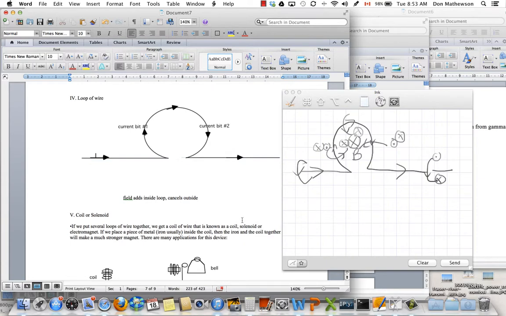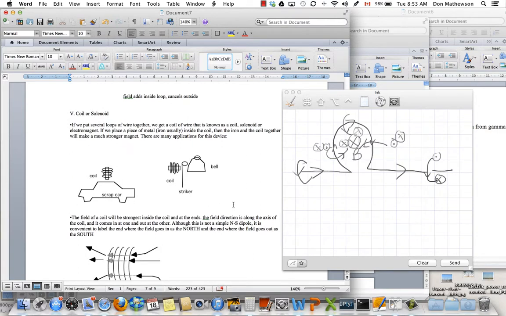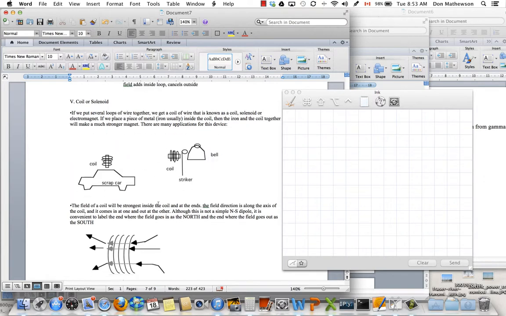Now, let us add a whole bunch of loops together, and you get a coil. Now, if you put a core in, like a piece of iron or a nail, then it's called an electromagnet, and that enhances the magnetic field. And, of course, there's lots of applications for it.